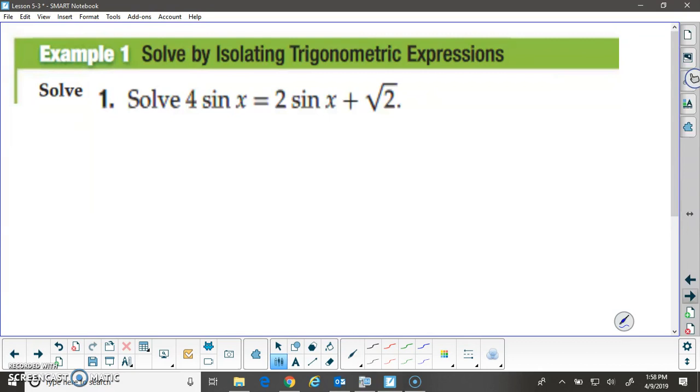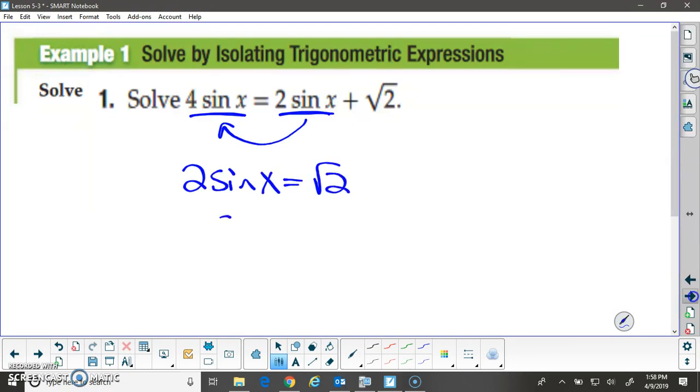The directions simply ask us to solve it. And what we want to do is get like terms together. So here's a like term and here's a like term. So I'm going to move this 2 sine of x over by subtracting. That would give me 2 sine of x equals the square root of 2. If I divide both sides by 2, I get the square root of 2 over 2. And now I go to the unit circle to get my solution.